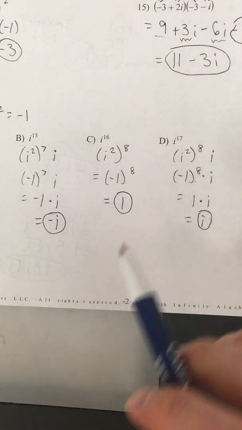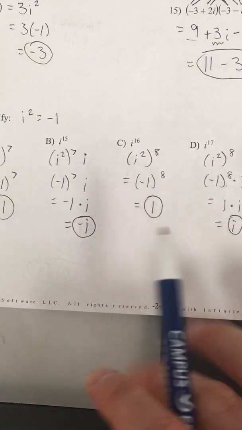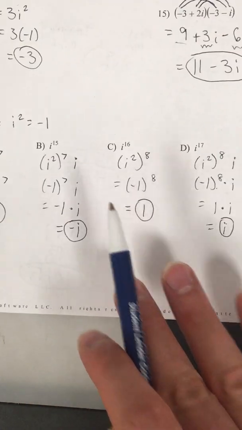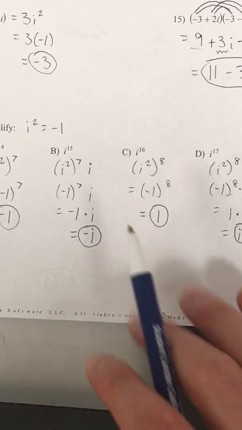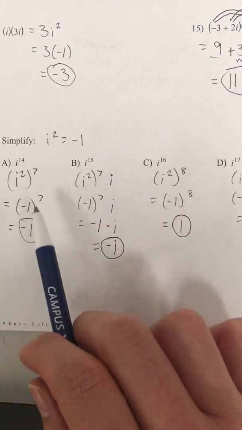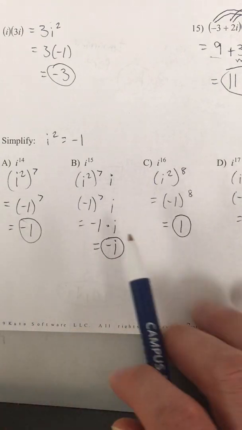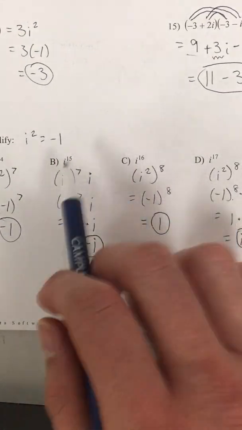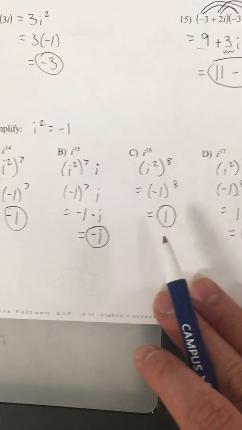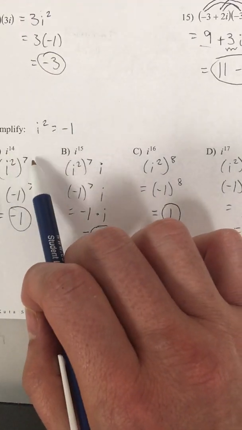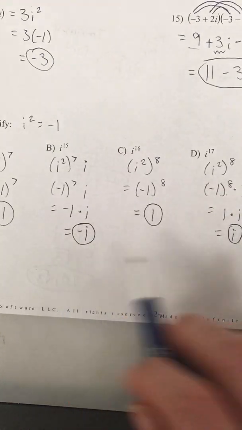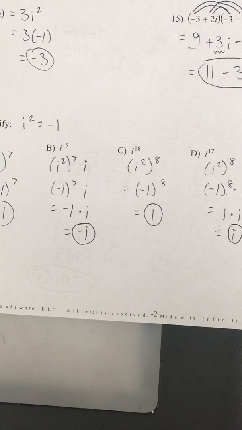So basically, when you're simplifying i to some exponent, your answer is always going to be one of these 4 things: 1, -1, i, or -i. It just comes down to what kind of exponent it is. Basically, if you have i to some even exponent, it's going to be some version of 1, either 1 or -1. If you have i to some odd exponent, the answer is either going to be i or -i. It just depends on, once you split it up into pairs, how many pairs you have, whether you have an even number of pairs or an odd number of pairs. That'll determine whether it's positive or negative.